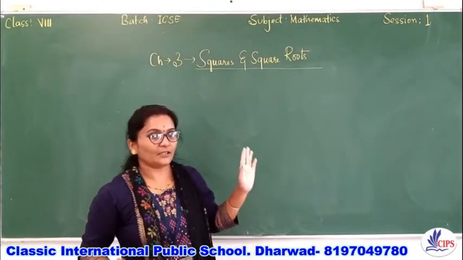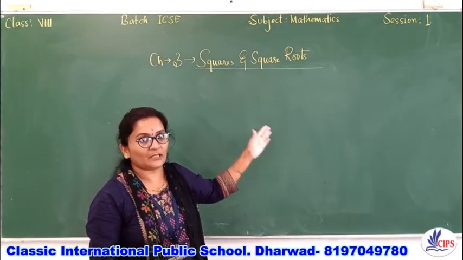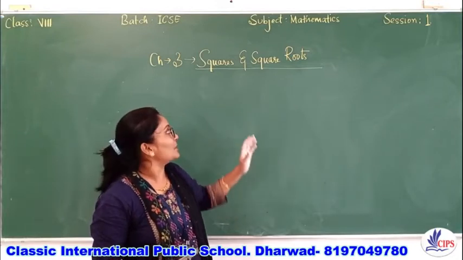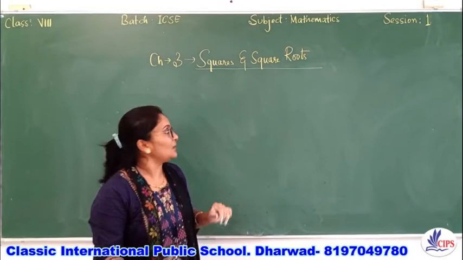So you already know the meaning of squares. Square means a number when you multiply it by itself, the product that we obtained is called a square number. Now can you see what is the square root? What's the meaning of square root?